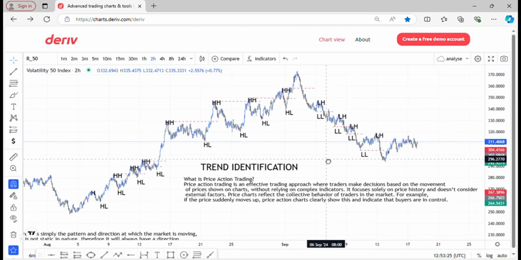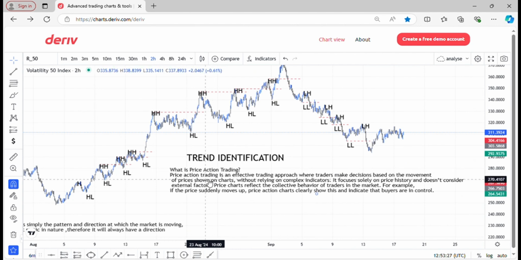In my note here, I said price action. Price action trading is an effective trading approach where traders make decisions based on the movement of the price shown on the chart, without relying on complex indicators. It focuses solely on price history and does not consider internal factors. A price chart reflects the collective behavior of traders in the market. For example, if the price is moving up, we can clearly see that the buyers are in control of the market. When the price is coming down, we see that the sellers are in control of the market.